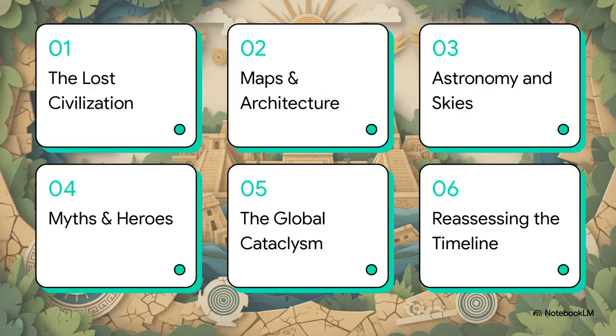Well, to answer that, we are going to logically unpack Hancock's complex framework pillar by pillar. We'll start with the Lost Ice Age civilization, then examine maps and megalithic architecture before looking up at astronomy in the skies. From there, we'll decode myths and civilizing heroes, explore the dramatic global cataclysm, and finally, look at how all this requires reassessing the ancient timeline.